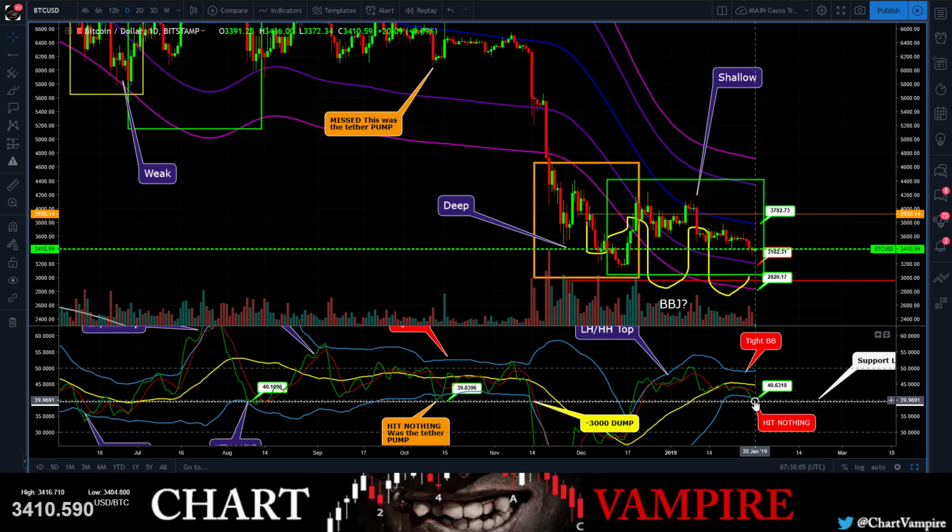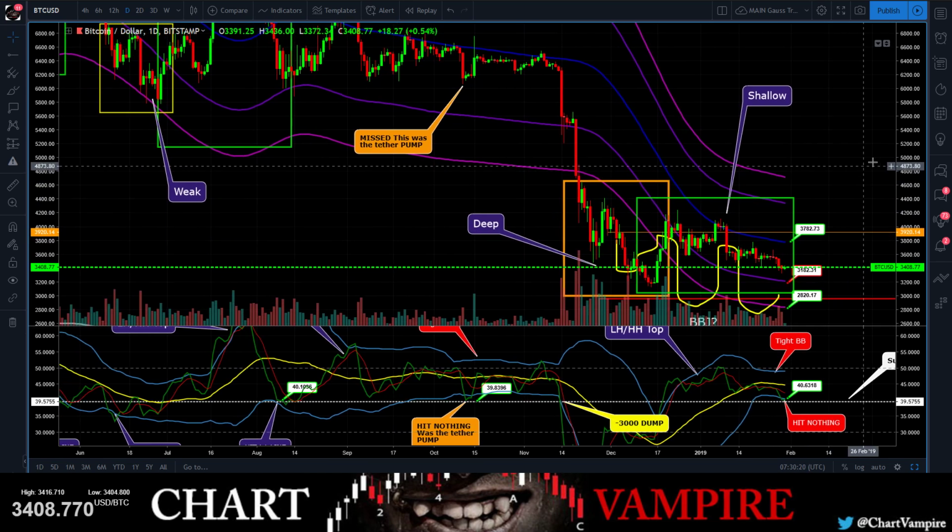At the same time, we're still sitting on support, so there's no reason this can't come right back up to the mean line here. A mean line touch would be 37.82, right? Would I expect for us to get any higher?